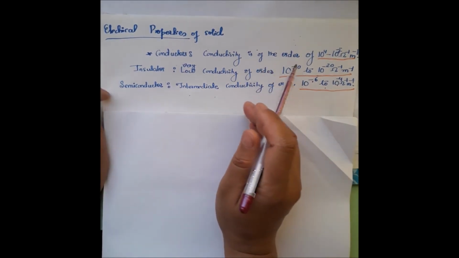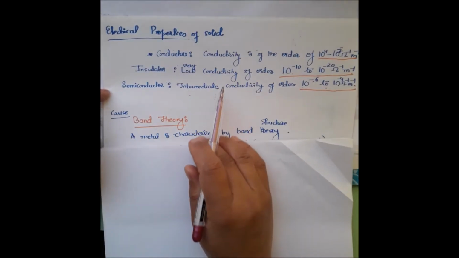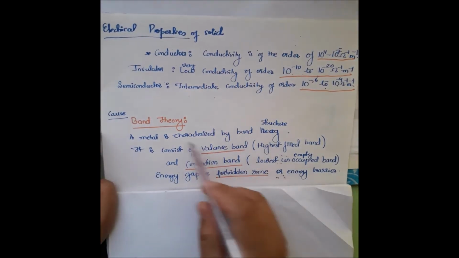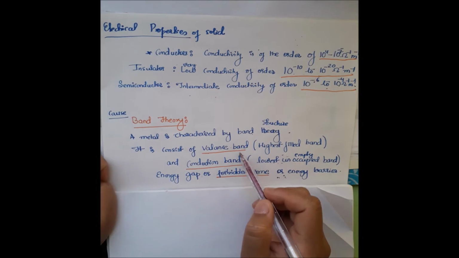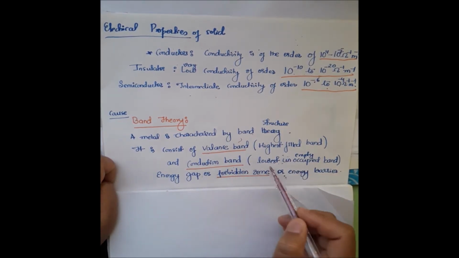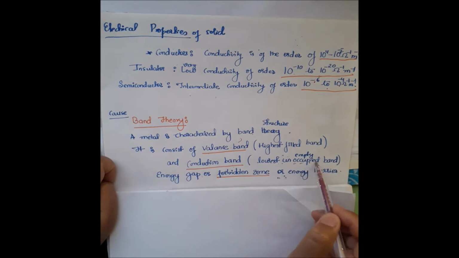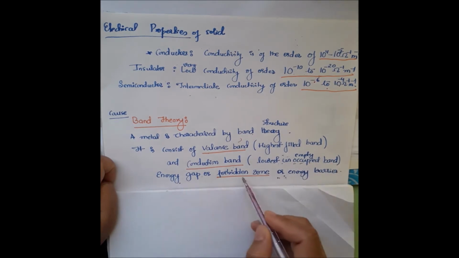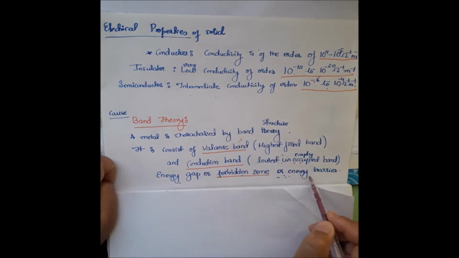Now, their conductivity can be explained by many theories, but one of the theories that we are going to discuss today is band theory. All solids have a characteristic band structure. It consists of the valence band, the highest filled band, the conduction band, the lowest empty or unoccupied band, and the energy gap, or forbidden zone, or energy barrier.